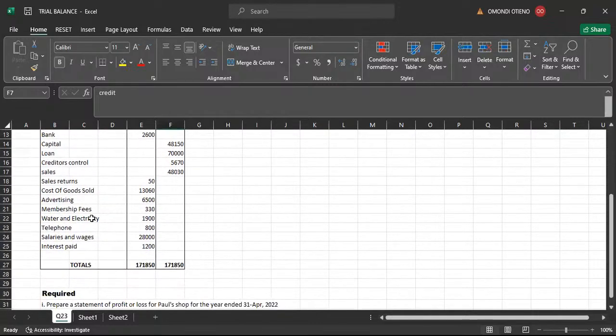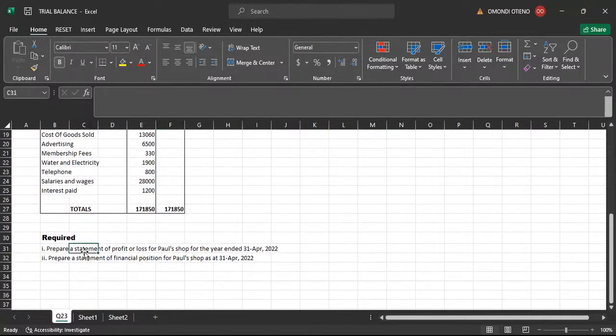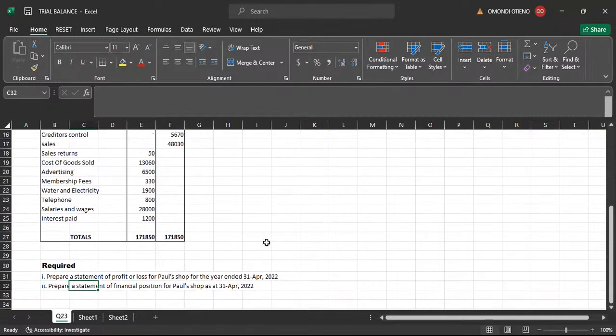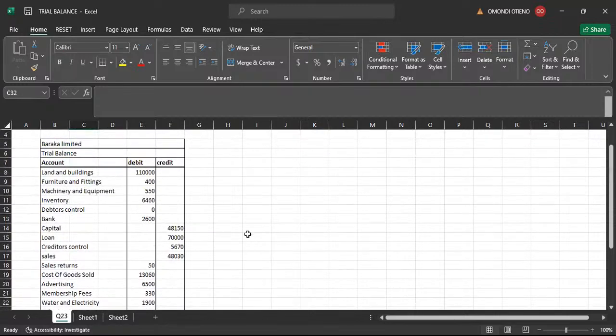So it is upon you to know whether whatever has been given to me is an asset. Is it a liability? Is it an expense? Is it a capital? Or is it a revenue or an income item? That's what we all need to understand. Once that is understood, then we can proceed to prepare the two statements that are required here. I want us to do this with these great people here.